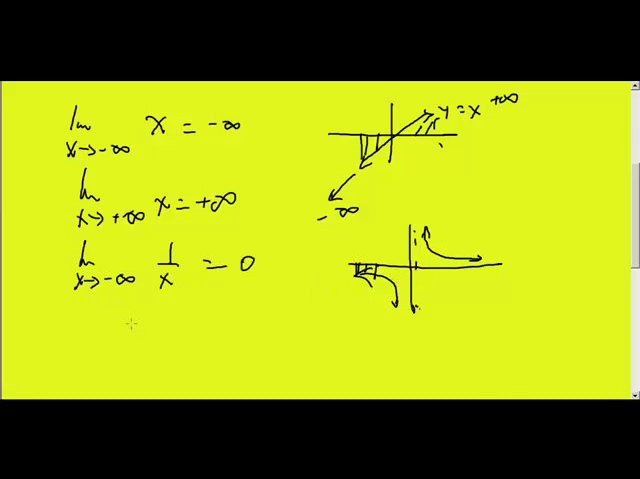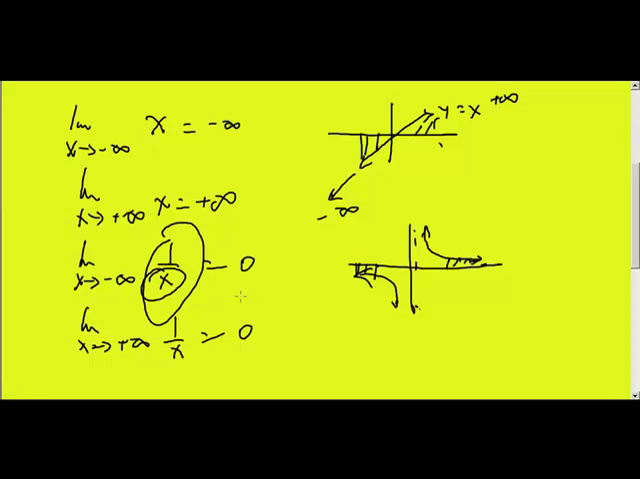And the limit as x goes to positive infinity of 1 over x. When you go to the right, it's going to 0 also. That means when the bottom of the fraction gets really, really big, the fraction gets really, really small. It doesn't matter if it's positive or negative. Okay, that's the first theorem.